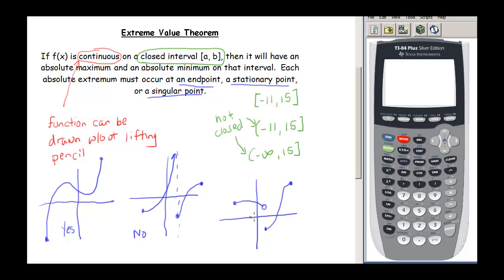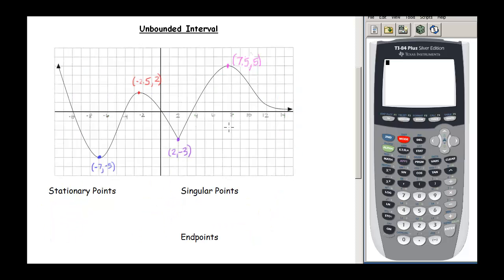And so as long as we have a nice continuous function, then we can be assured that the maximum is going to occur at the endpoint, stationary point, or singular points, and there actually will be a max and a min. But if we have anything funny going on where our function is not continuous, then we cannot be assured that we have that max or a min, and we also can't be assured that the max and the min occur at the endpoints, or the stationary points, or the singular points. Okay, so let's look at another example.